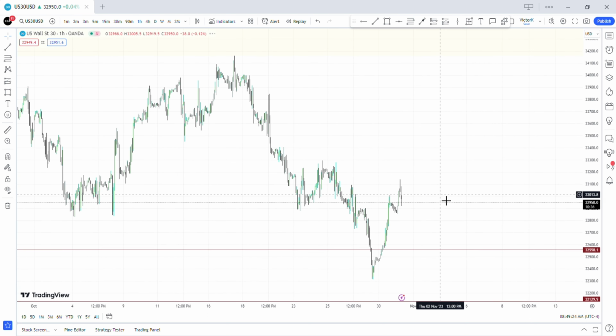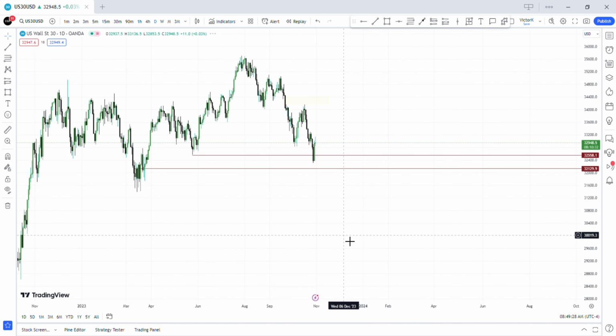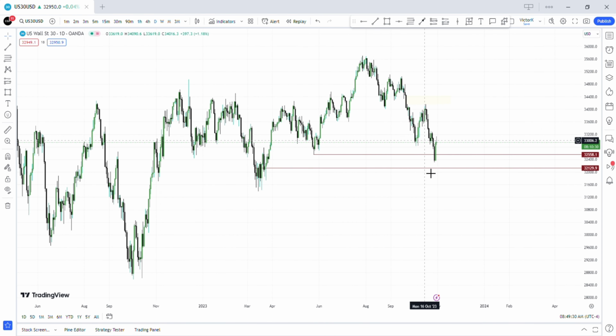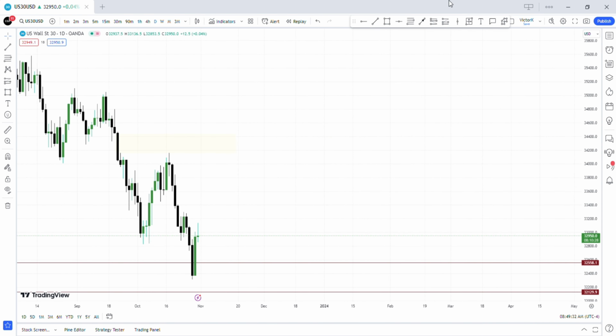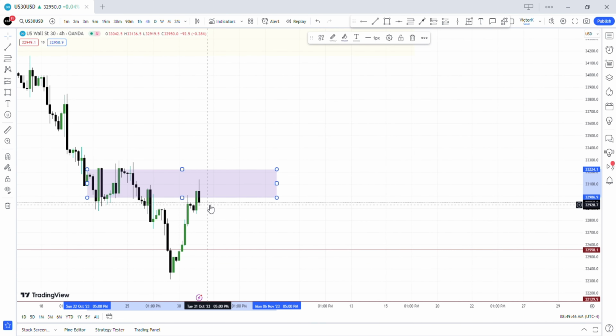And then we have US 30. Let's go from the daily chart. So on the daily chart, it has been crashing down for a couple of days, and now we are at this resistance. Okay, this resistance area. We are here right now. So we're looking to see lower prices.